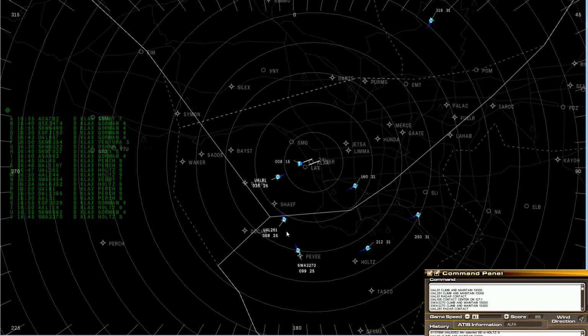Departure, United 6352 with information Alpha at 800 climbing to 5,000. United 6352, radar contact.